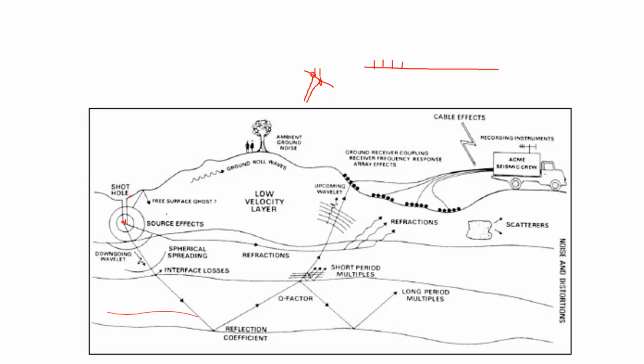You can see here several types of waves. These are the direct arrivals, which are not shown here, so this red line which I drew is the direct arrival. These are the refracted arrivals, this one is the refracted one, and this one is the reflected one.